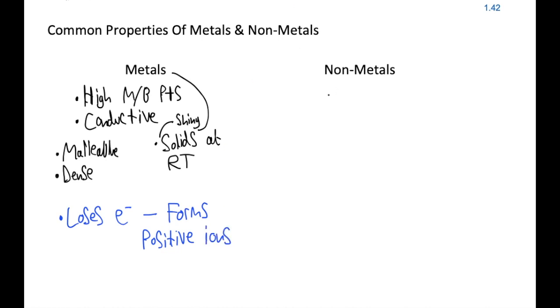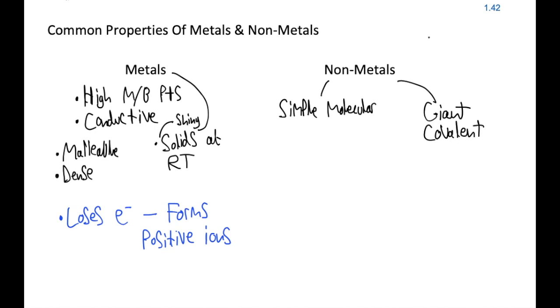For non-metals, like simple molecular substances and giant covalent structures, we see covalent bonding within both of them. But the properties of these two do differ quite a bit. Simple molecular structures tend to have quite low melting and boiling points and are liquids or gases at room temperature. They also don't conduct electricity as well.